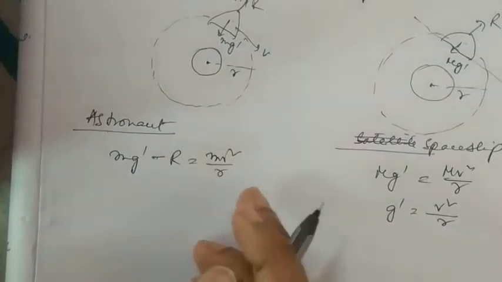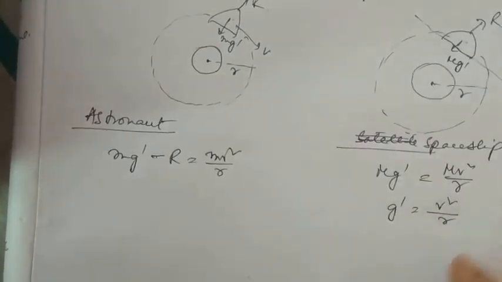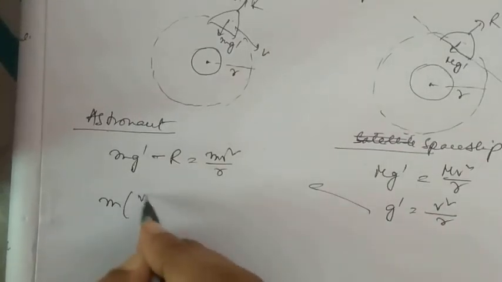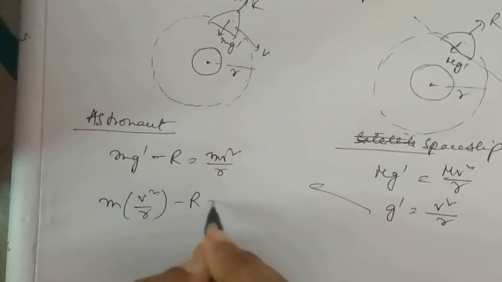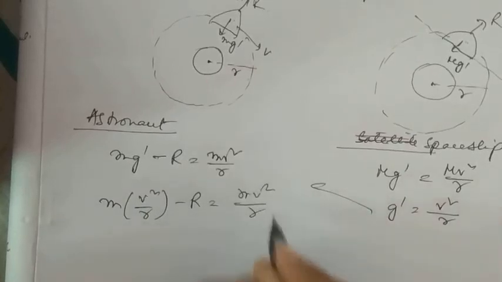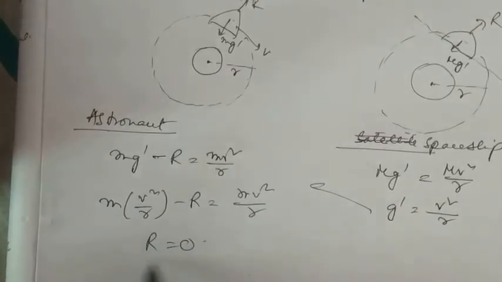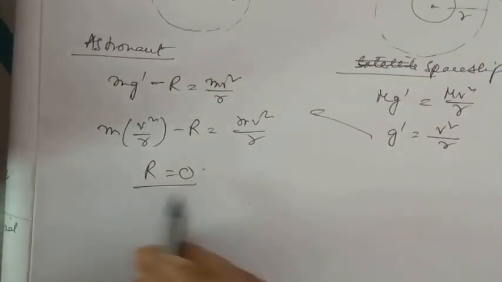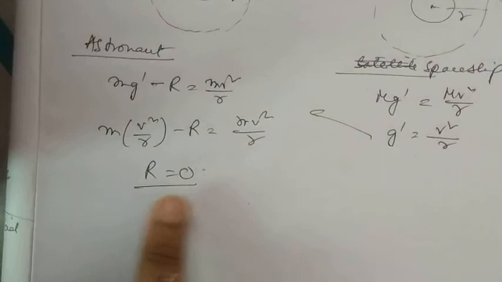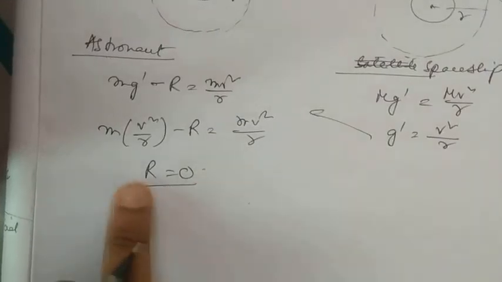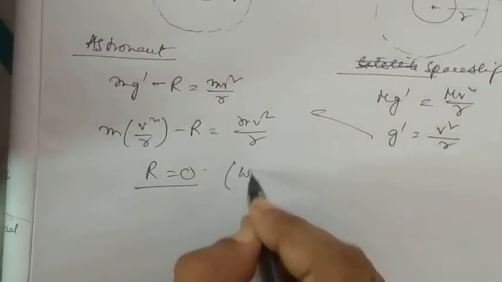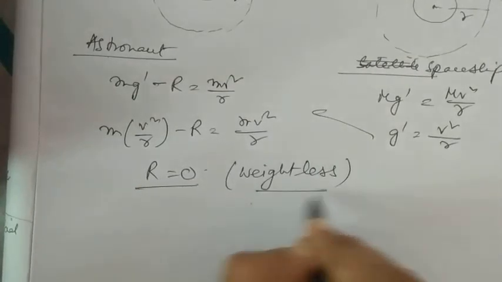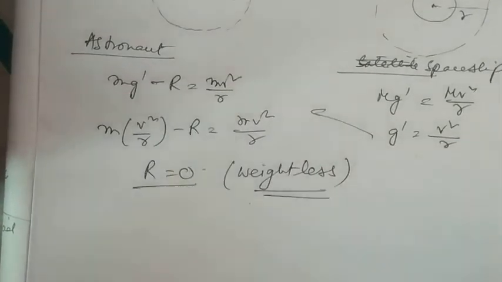Now replacing the value of g dash, v square by r, into this one, we get mv square by r minus R is equal to mv square by r, which leads us to the value that R is equal to 0. That means R is 0, meaning the astronaut will feel himself weightless.